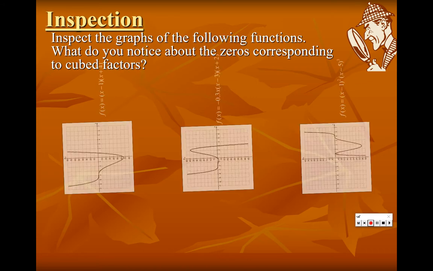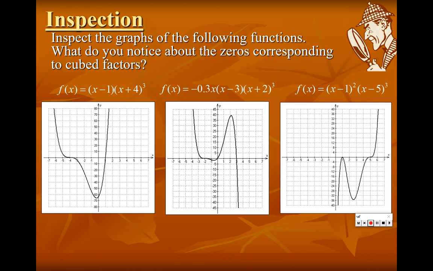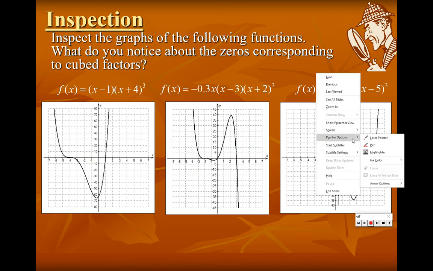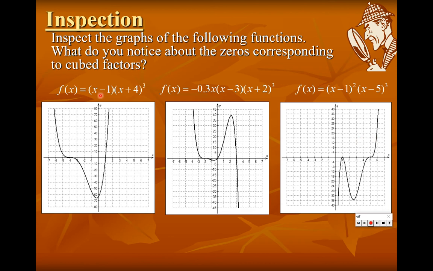Let's do the same thing with cubed factors. And I want to go through all the zeros things again, just in case. x minus 1 becomes a 0 at 1 right there. x plus 4 becomes a 0 at negative 4 right there. x minus 3 becomes a 0 at positive 3. x plus 2 becomes a 0 at negative 2. And take a look at this one.